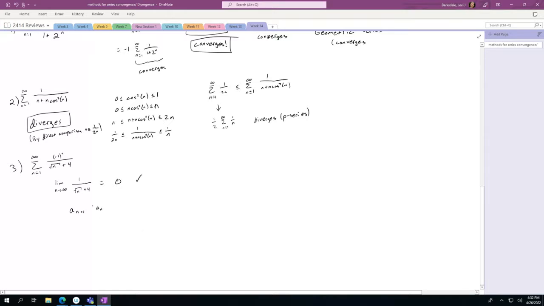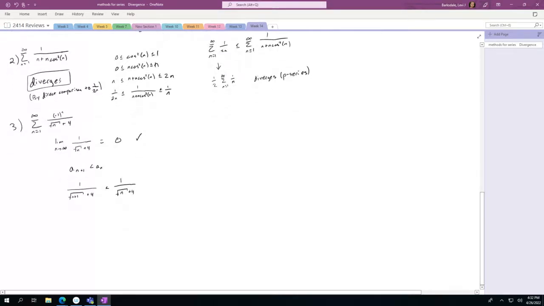Sound good? Yes. Okay. Well, we can show this because we can say, well, 1 over the square root of n plus 1 plus 4 is smaller than 1 over the square root of n plus 4. Well, this isn't exactly immediately clear, right? But maybe we can reduce it down into something that is immediately clear, and then this is true. So then we're just going to do some algebra.